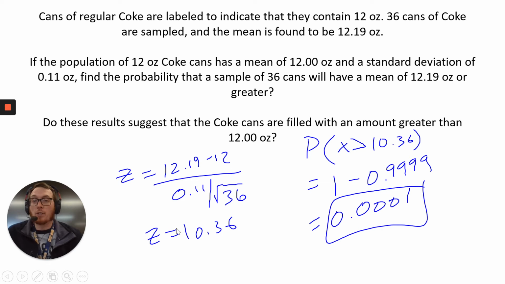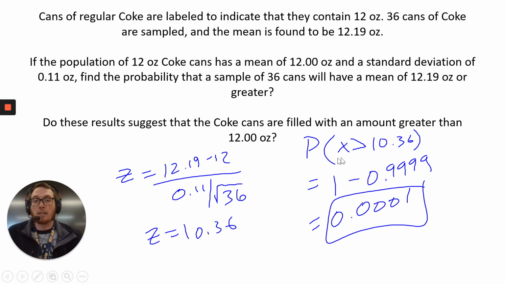So that means when we do our standard deviation piece, we have to divide by root n. So it would be 12.19 minus 12, that's the numerator. Then the denominator would be 0.11 divided by the square root of 36. The z-score value should be 10.36 here. And what I'm looking for is the probability that it's greater than 10.36.